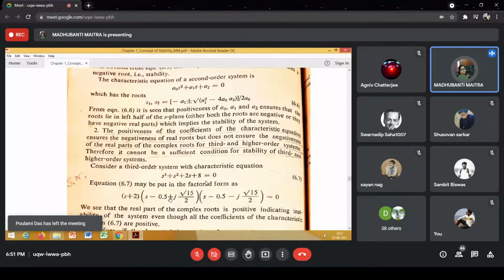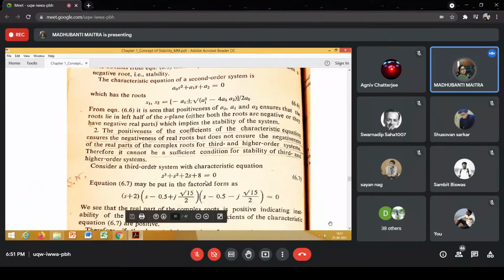Do I have to repeat it? No, ma'am. So if all the coefficients of the characteristic equation are present, and if they have the same sign, then the real roots will lie in the left half of the S plane, but some of the complex conjugate root pair may lie in the right half of the S plane, thus making the system unstable. So how to judge the stability of the system?